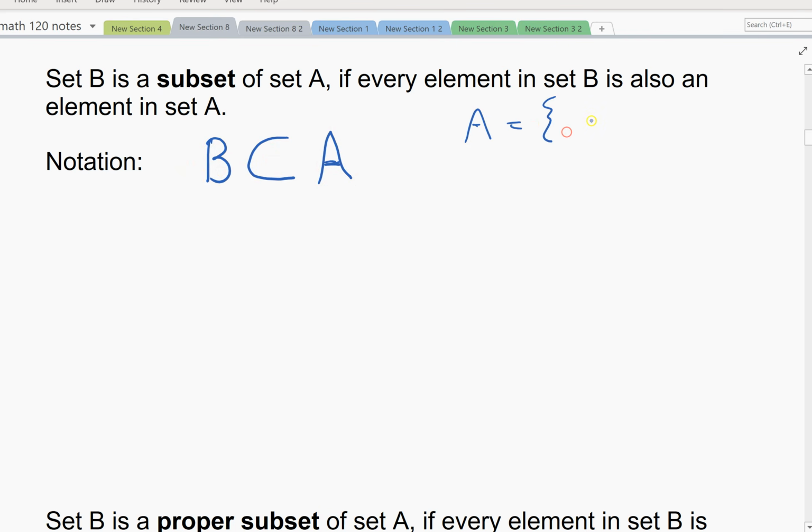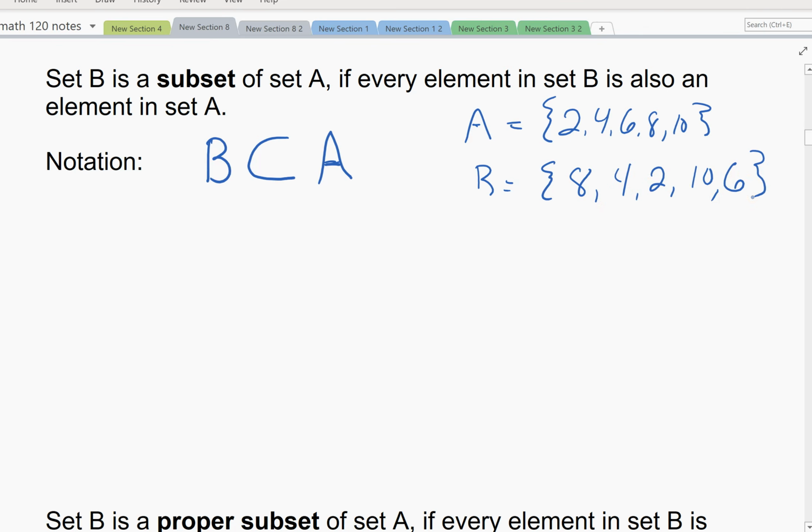I'm going to use the same A and B I had before. A is 2, 4, 6, 8, 10. I'm going to do the same B I had before. I might write it in a slightly different order, but again, same elements: 2, 4, 6, 8, 10. And I forgot a very important part of my subset. There should be a little line underneath this symbol, because a general subset allows for equality. So there should be a U symbol with a line underneath it, and then this is true. Every element in B is also an element of set A.